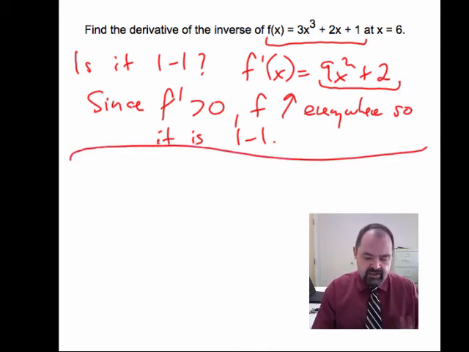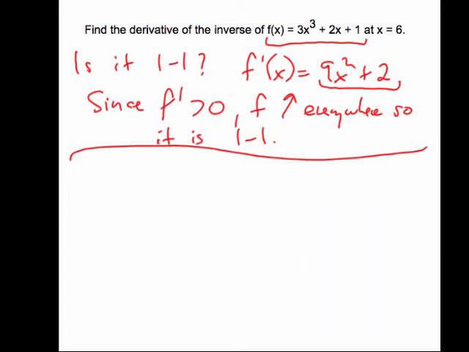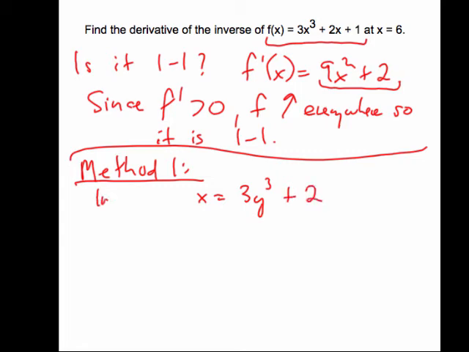Okay, so now let's get into the heart of the matter. How do I get the derivative? Well, I could do this one of two ways. I could find the inverse, and I can do that by switching x and y. So here's my inverse. Oops, finish that off. And now I'm going to differentiate implicitly.